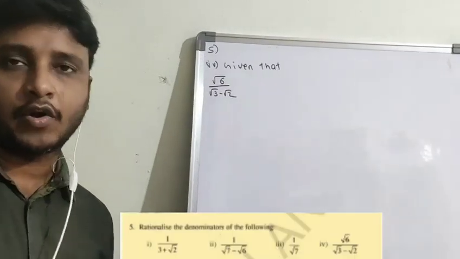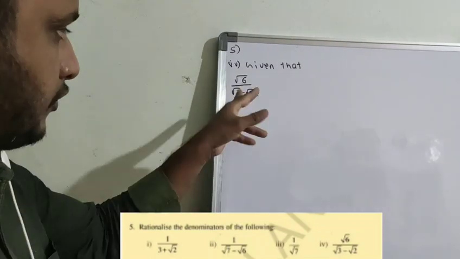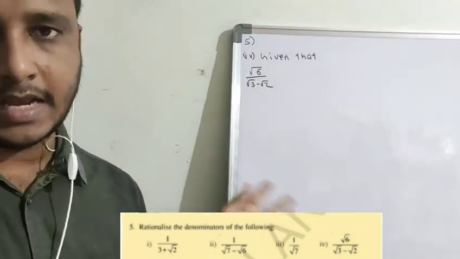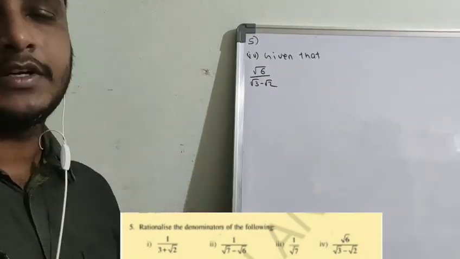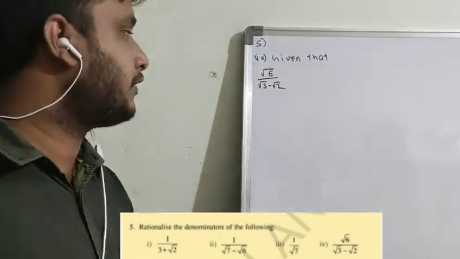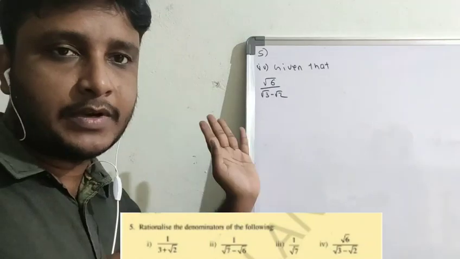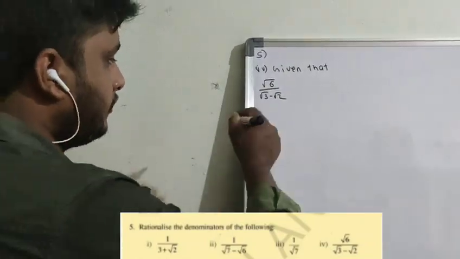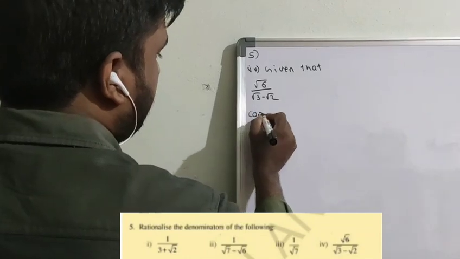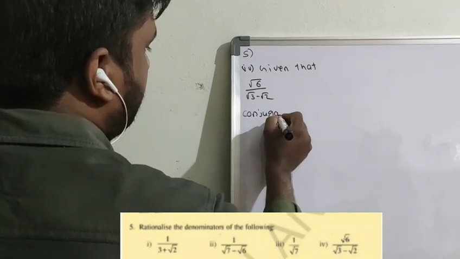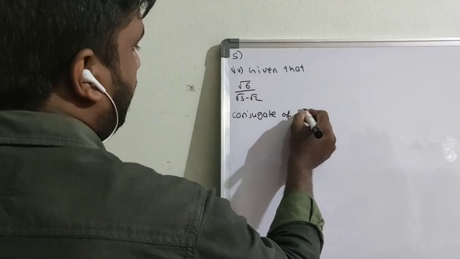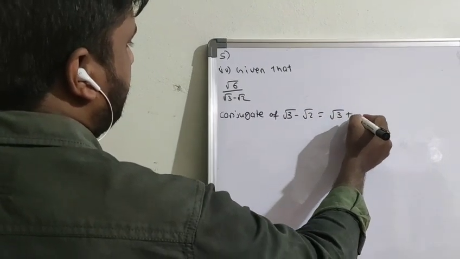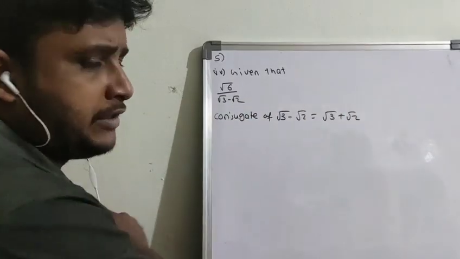Rationalizing the denominator of the following. I am taking the fourth bit, root 6 by root 3 minus root 2. So how to rationalize this one? Actually, to rationalize the denominator, we have to find the conjugate of the denominator, and multiply with that conjugate both numerator and denominator. So the conjugate of root 3 minus root 2 is root 3 plus root 2. Conjugate is nothing but you have to change the sign.